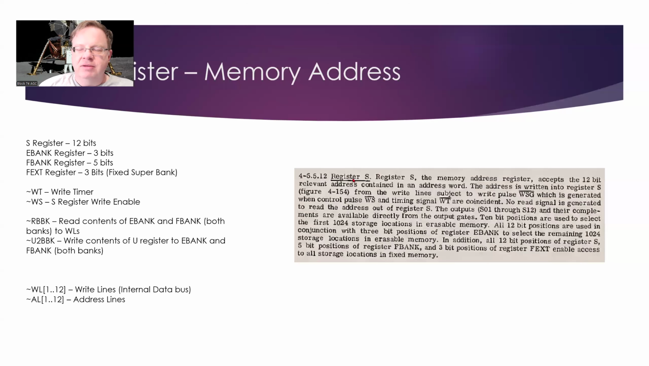So if we look here, the S register accepts the 12-bit relevant address contained in an address word. Now, one thing you notice quickly is, well, 12 bits isn't enough to address the entirety of the Apollo Guidance Computer's memory. 12 bits only allows you to access 4,096 memory addresses. And the Apollo Guidance Computer has a lot more. In total, it has about 64K, across both the RAM and the ROM. So how do we square that circle?